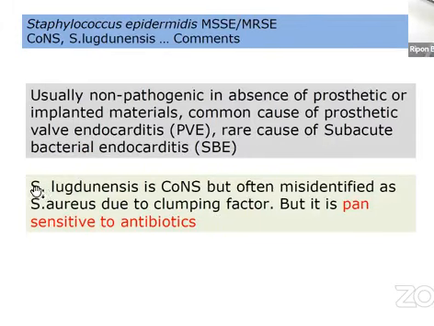We know Staphylococcus lugdunensis is a coagulase negative Staphylococcus, but often misidentified as Staph aureus due to clumping factor. But it is pan sensitive to antibiotics.